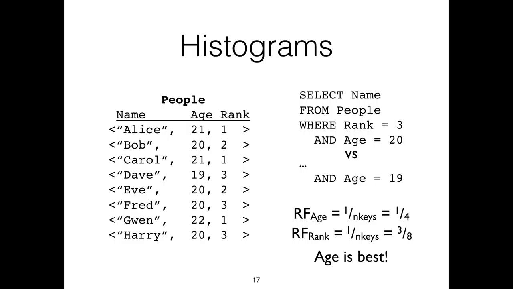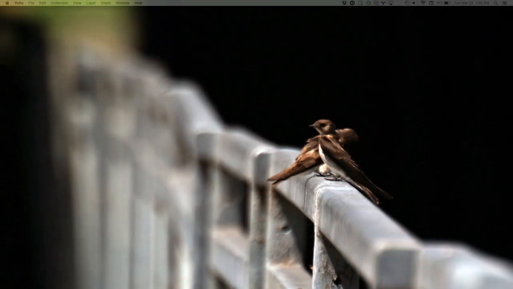Distinct values, 3. Its rank equals 3, right? Yeah, well, rank equals 3, but that should be 1 over 3. Let's fix that.